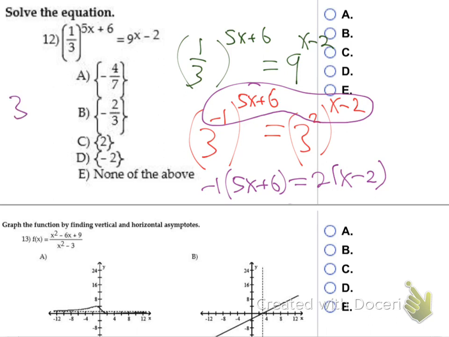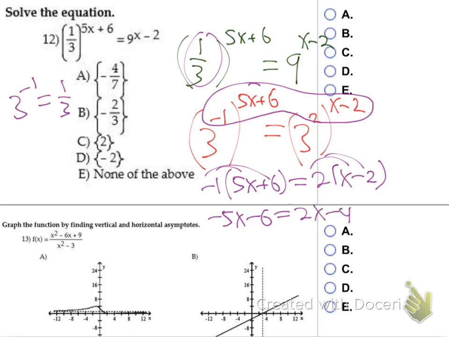Right. So 3 to the negative 1 power is 1/3. Okay. Yeah, so negative powers flip things. So that 1/3 becomes 3 to the negative 1. All right, so now we distribute: minus 5x minus 6, and distribute 2x minus 4.